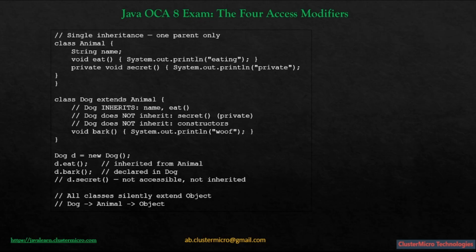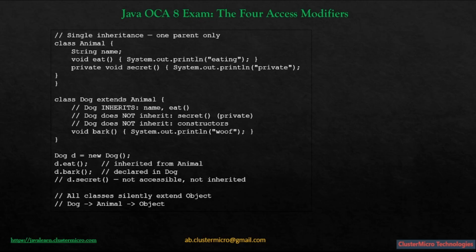Every class in Java implicitly extends the java.lang.Object class, unless it explicitly extends something else. This happens silently. You do not write it, Java adds it automatically. This is why every object in Java has methods like toString, equals, and hashCode. They are defined in Object and inherited by every single class, all the way down the chain. Dog inherits Animal and Animal inherits Object. So Dog has access to everything from Animal and everything from Object, minus anything that is private at each level.